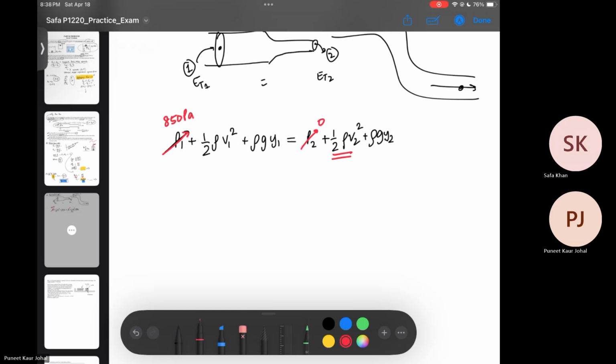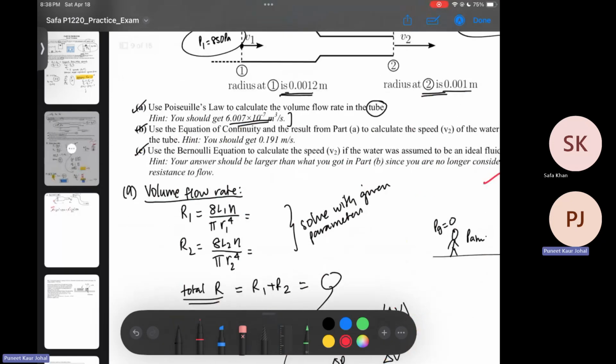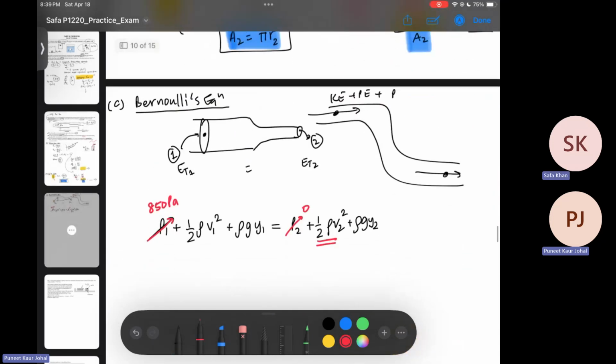I did not calculate V1 though, and we don't have. Oh no, they're asking us to calculate V2 again, if the water is assumed to be an ideal fluid. Oh, maybe they just want the answers for V2 by different approaches, like continuity and Bernoulli. Okay. So we're still finding V2. Gotcha. So finding V2 again.